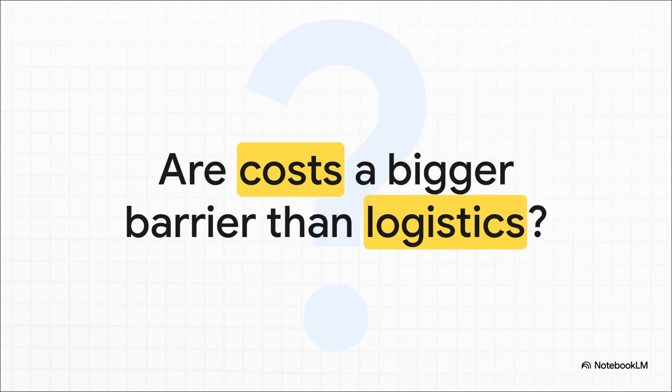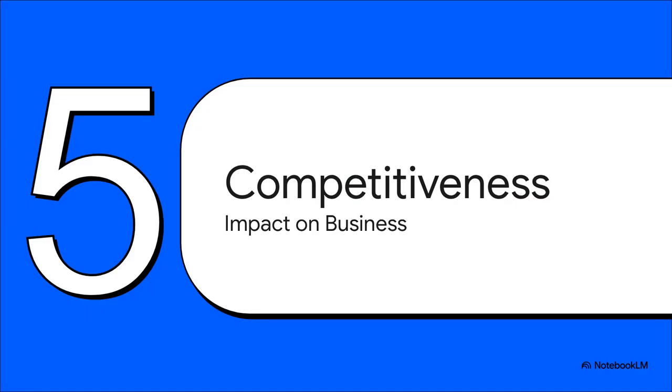I want you to evaluate these two factors and make a justified judgment. Which is the more significant barrier, the financial costs or the supply chain limitations? Weigh the arguments carefully on both sides. Please pause the explainer now and complete Task 3. Finally, we arrive at Section 5, Impact on Business Competitiveness.